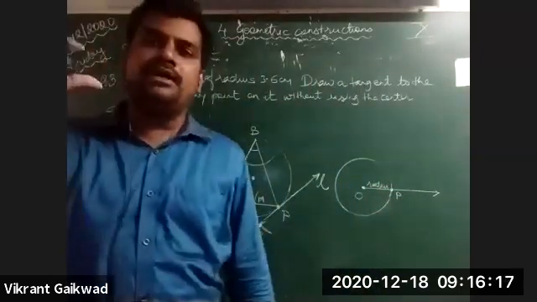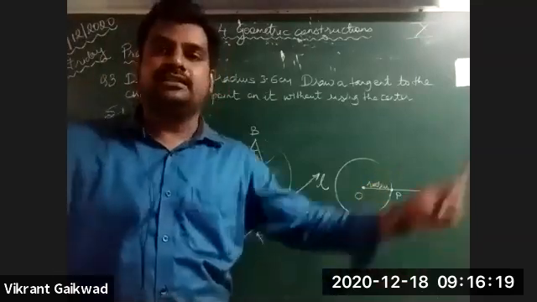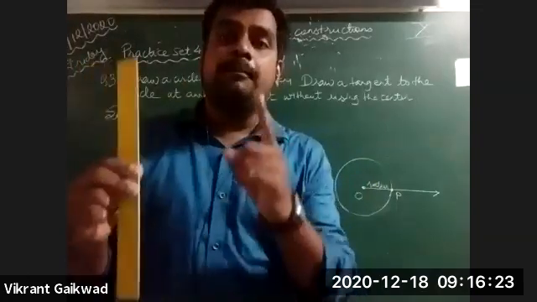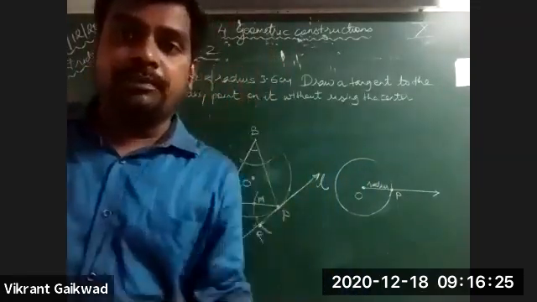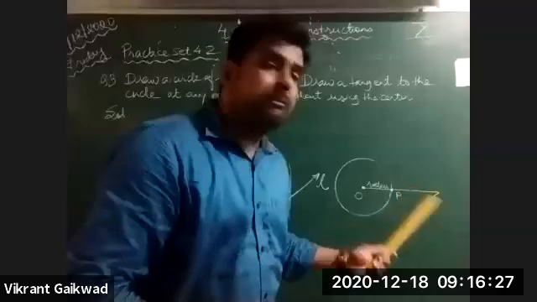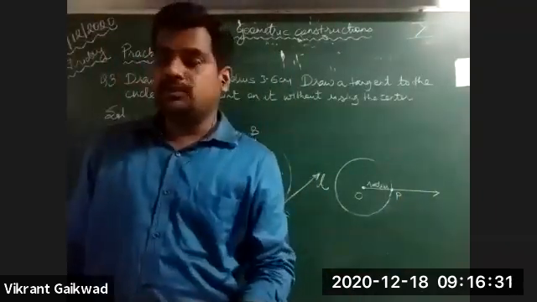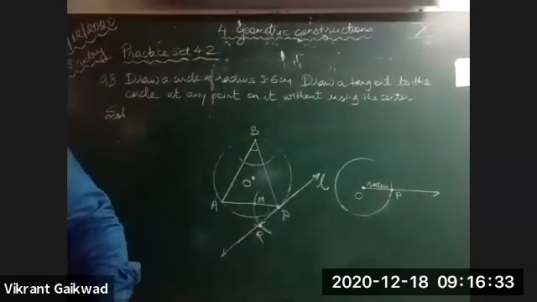Now what is the property between the radius and the tangent? Anchit, what is the property between the radius and the tangent? They are perpendicular. So at point P, you're going to draw the perpendicular.